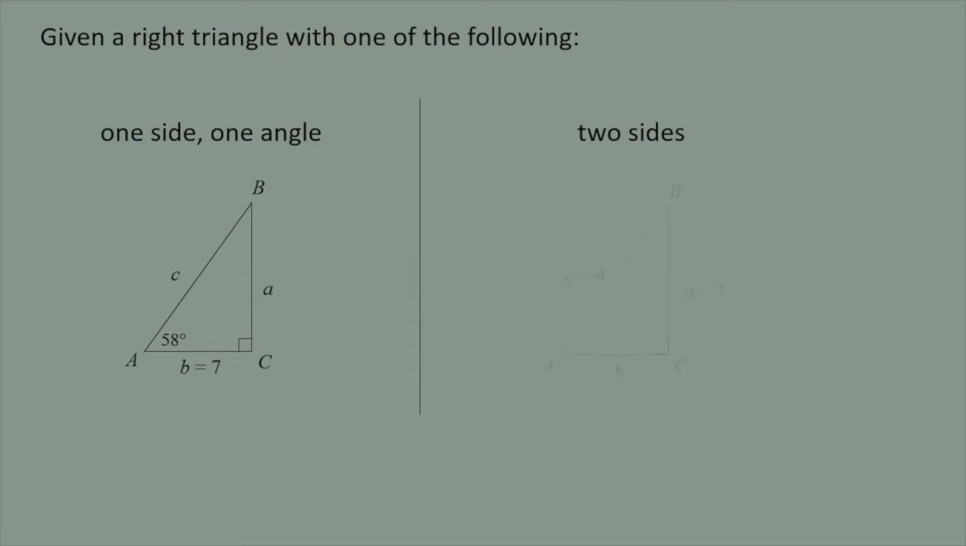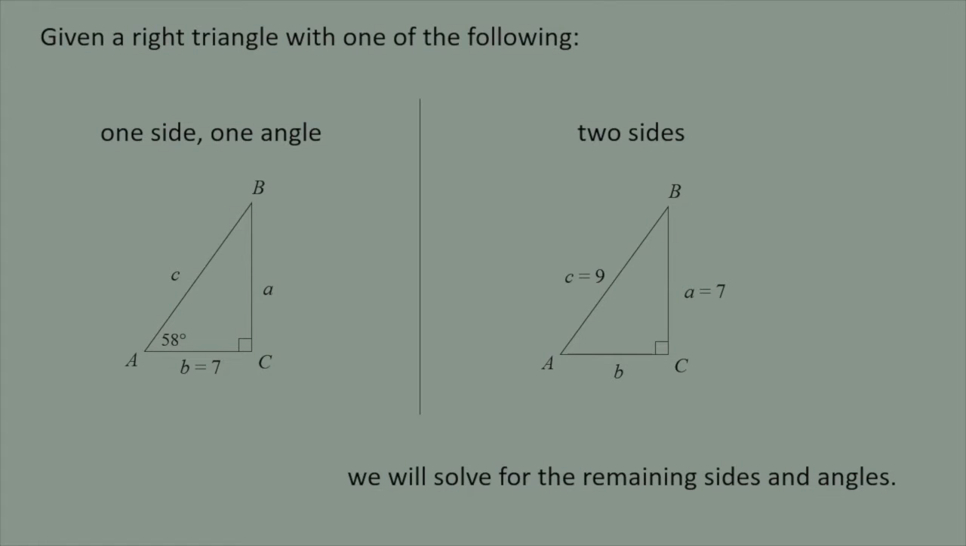Or we'll be given a right triangle with two sides. Here's an example with two sides given in addition to the right angle. We're going to use our right triangle trigonometry to solve for all the remaining sides and angles.